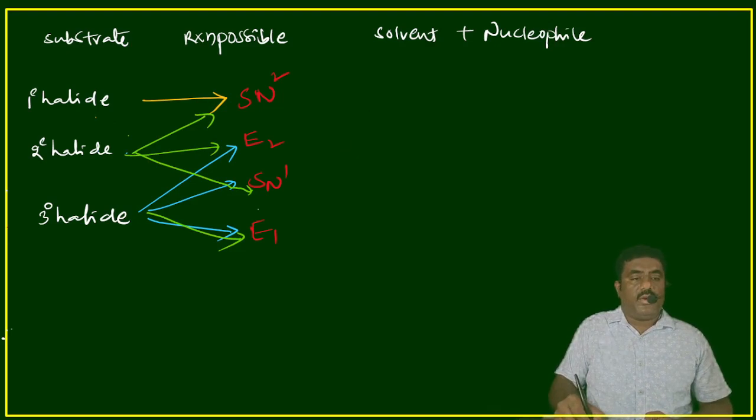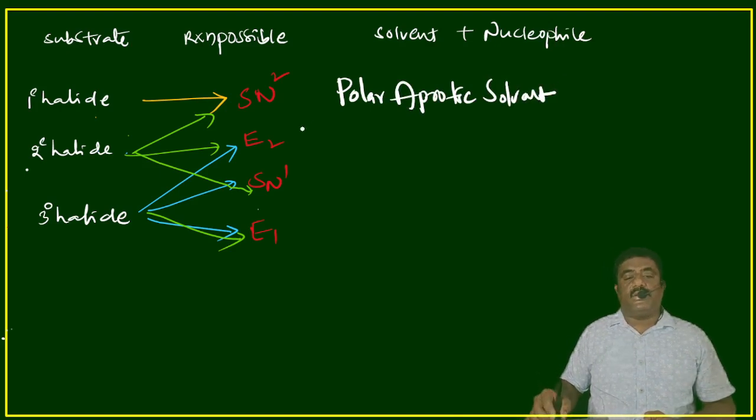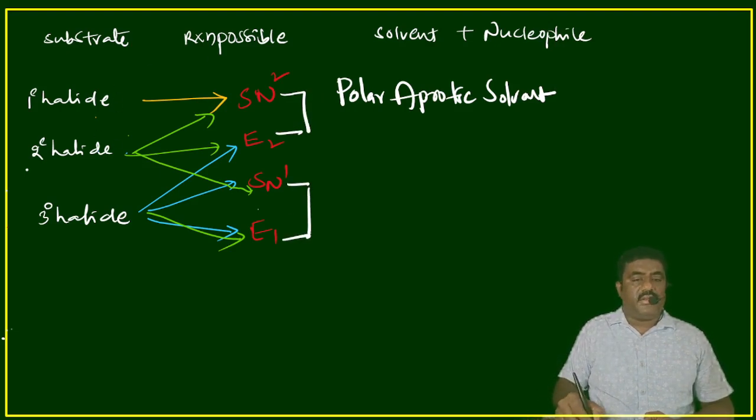See what type of solvents are used. They are polar aprotic solvents. First of all, the reactions can be divided into SN2, E2 as one pair, and SN1, E1 as another pair. So it is a polar aprotic solvent.